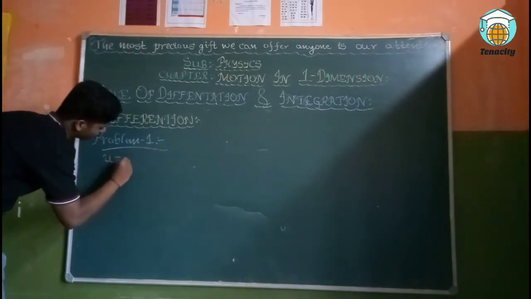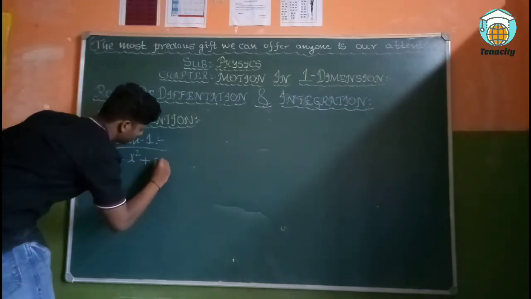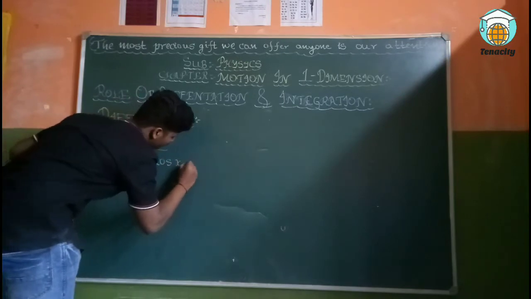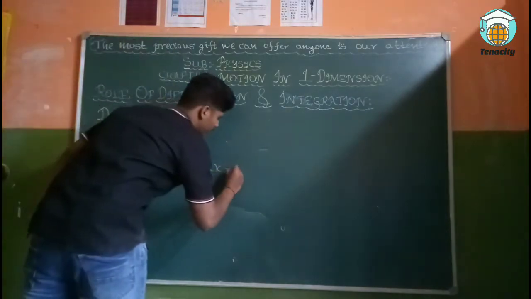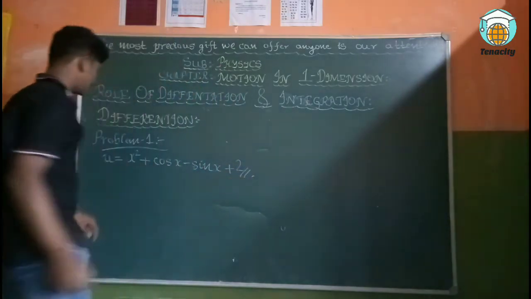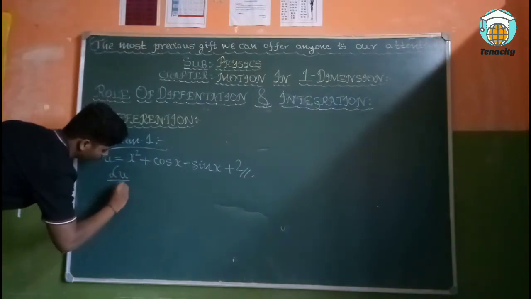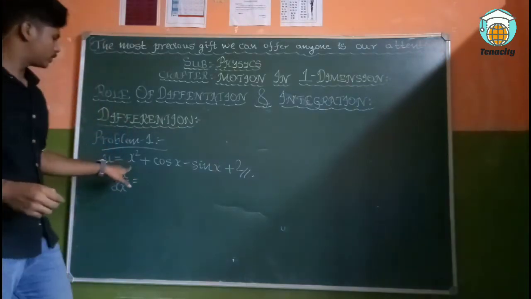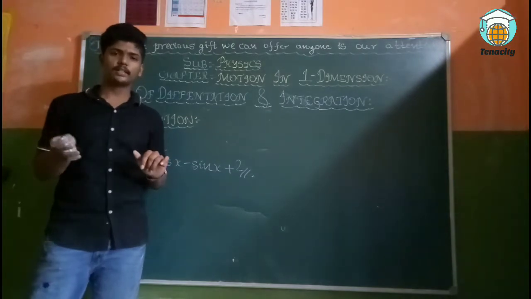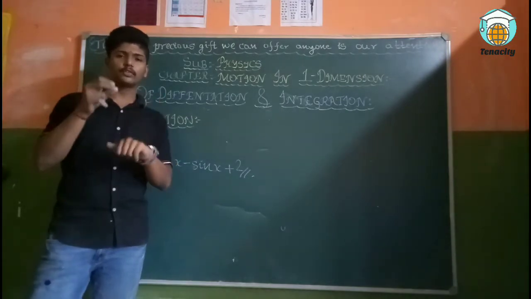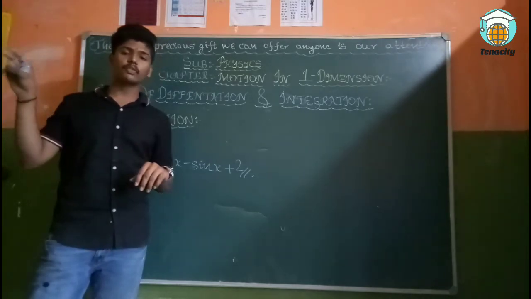If some function u is written as x square plus cos x minus sin x plus 2, and they have asked you to find du by dx, what will you do? You know that d by dx of u plus or minus v is simply d by dx of u plus or minus d by dx of v. It holds good for any number of terms which are written.